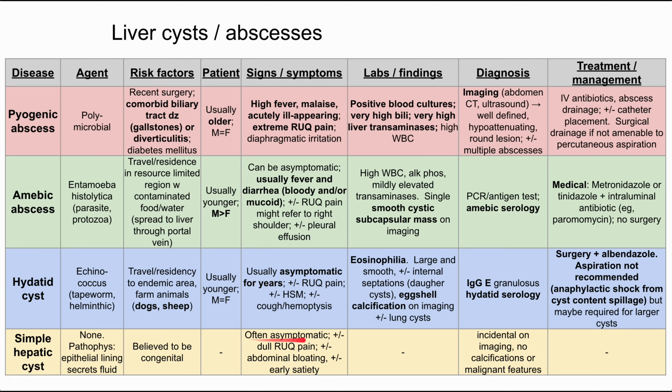They're usually asymptomatic. They might have a dull right upper quadrant pain. You might have abdominal bloating. You might have early satiety, but oftentimes they're just asymptomatic. They're usually incidental findings. You won't see calcifications. You won't see any malignant features or spiculations or any weird stuff on imaging. They're just benign hepatic cysts. Not much else to say about them.